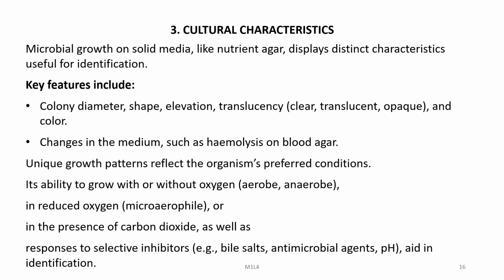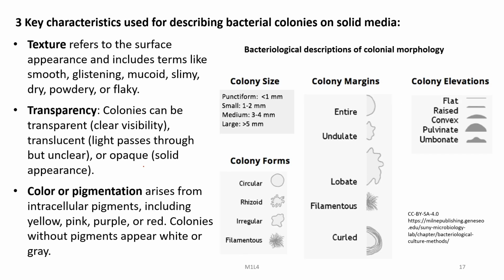Unique growth patterns reflect the organism's preferred conditions. Its ability to grow with or without oxygen, whether it is aerobic or anaerobic, in reduced oxygen, microaerophile, or in the presence of carbon dioxide, as well as responses to selective inhibitors like bile salts, antimicrobial agents, and pH, aid in the identification. So, let us see some of the bacteriological descriptions of the various morphologies of a colony briefly.